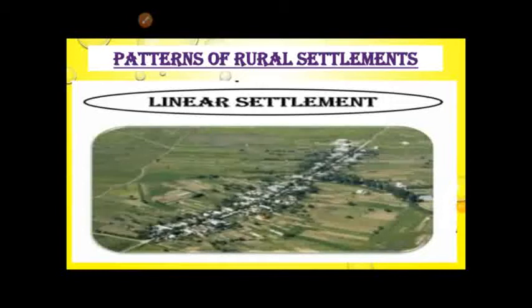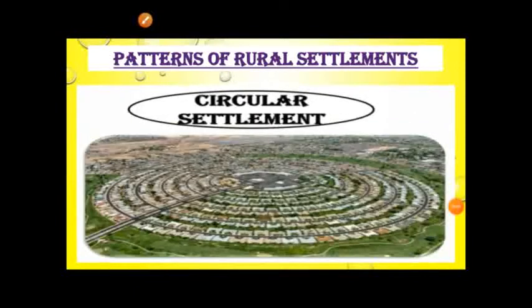Linear settlement or linear pattern. In a linear pattern, the houses are located along a road, railway line, along the edge of a river valley, or along a levee. Circular settlement or circular or semicircular pattern. The pattern of settlement found around lakes, ponds, and the sea coast is called a circular or semicircular pattern.